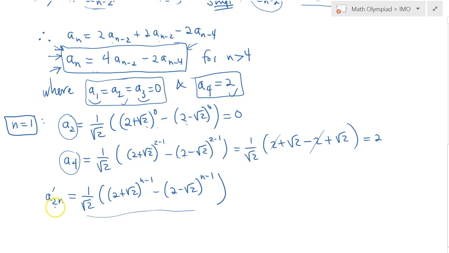Obviously there's a mismatch in terms of the indices, so let's first fix that. So therefore we can change this condition as A sub 2n equals 4. Does that make sense? A sub 2n minus 2, right? Because I have just substituted n with 2n, minus 2 times A sub 2n minus 4. I hope that's clear.